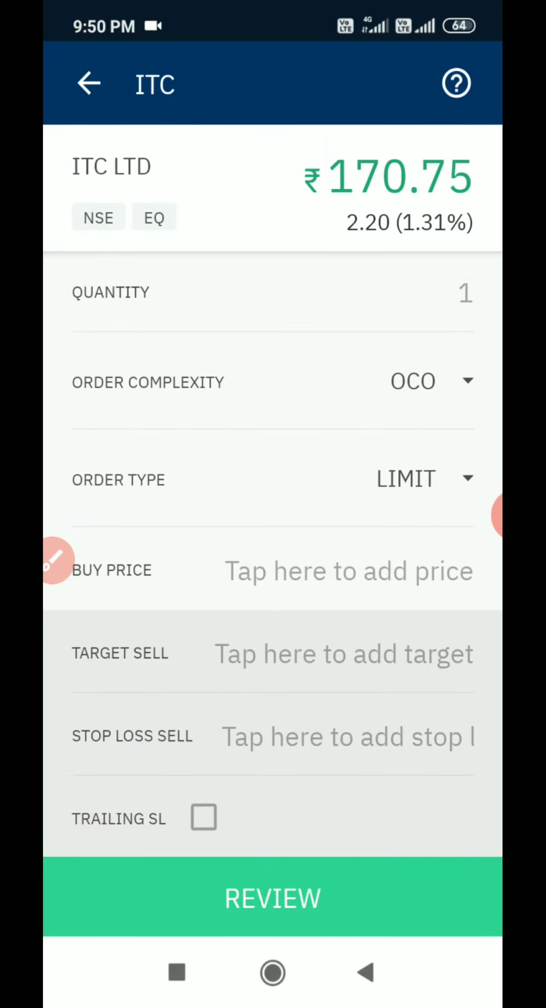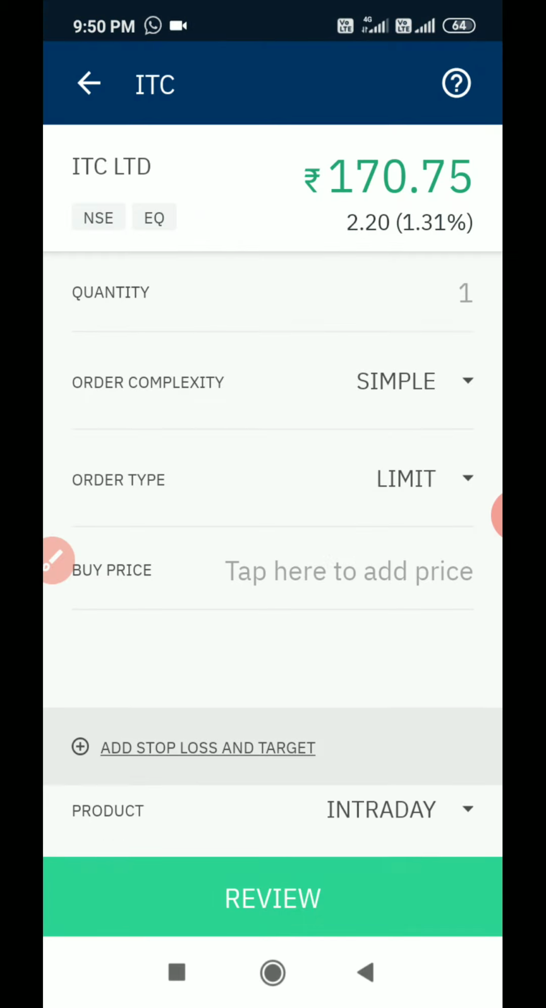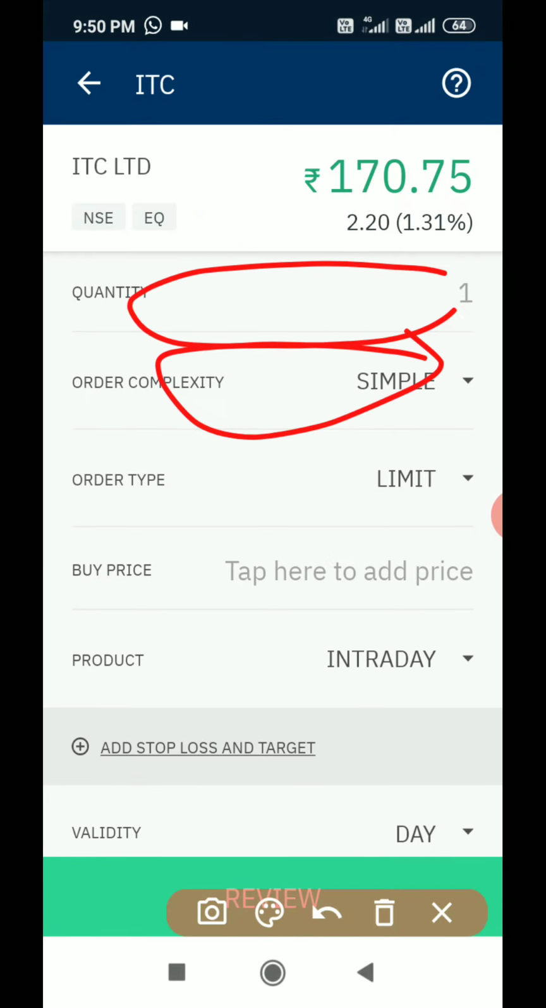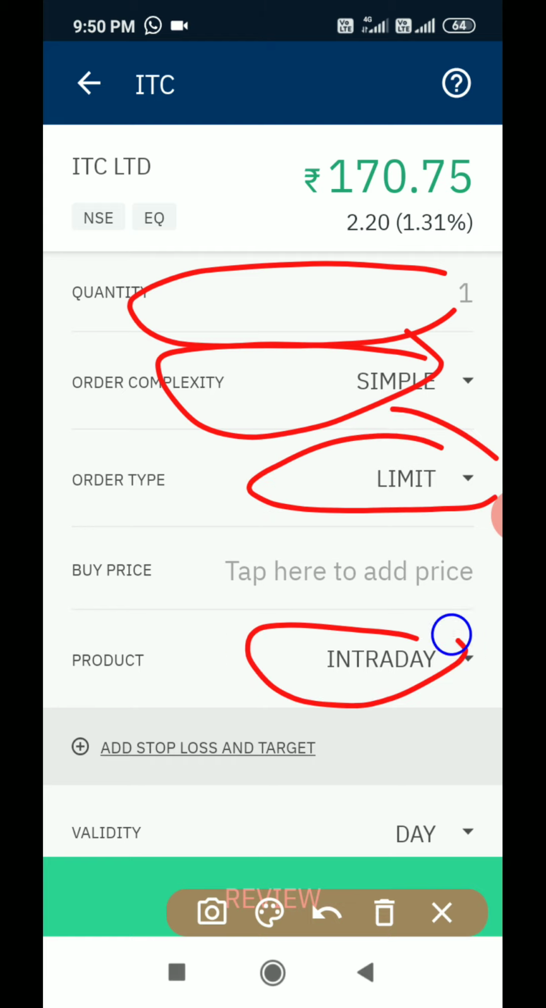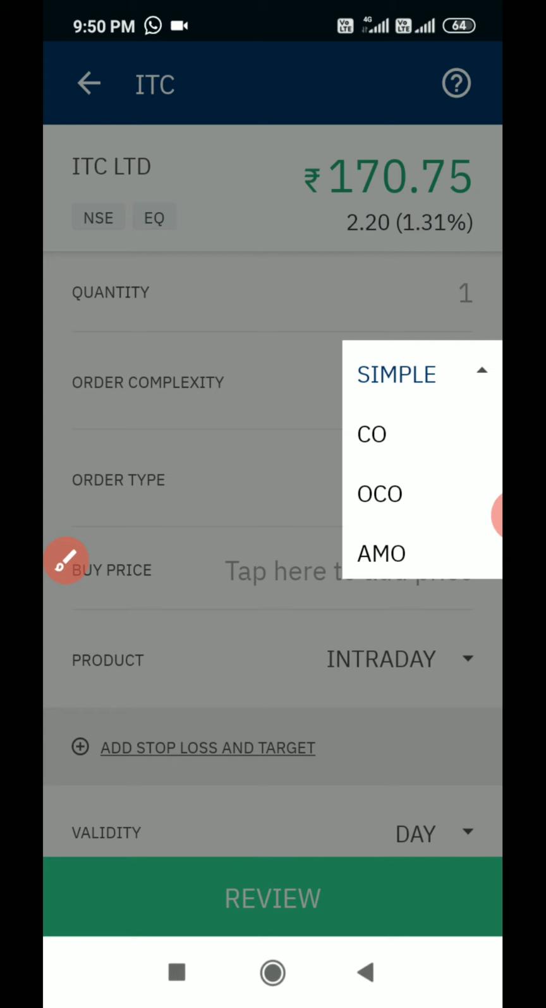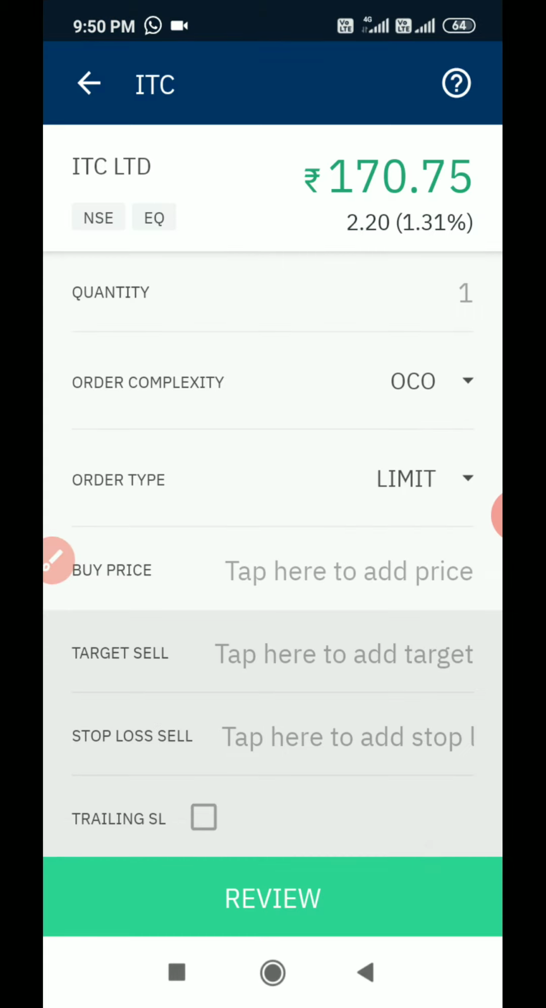Here you see by default it is a simple order. There is a portion to enter the quantity, you can select the order complexity here, and limit or market order here. Intraday, this OCO order is only valid for intraday. I am selecting OCO order. The full form is one cancels the other. Either the stop loss order will execute or the target order will execute.